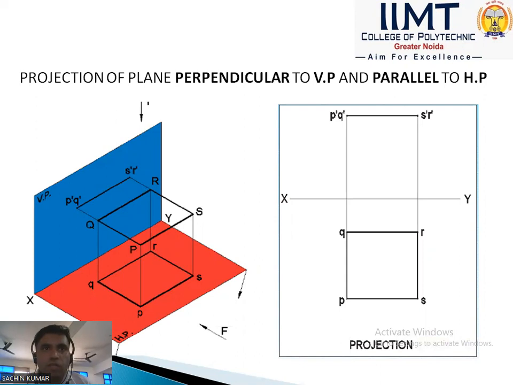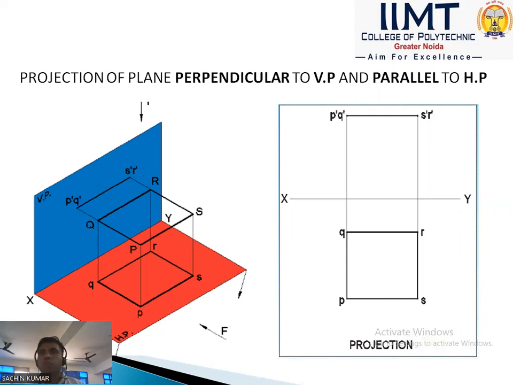In this question, plane PQRS is perpendicular to VP and parallel to HP. So which view gives the true shape? If we see the top view, it gives the rectangular true shape PQRS. If we see the front view, it gives a straight line.